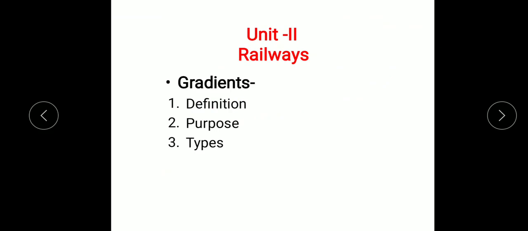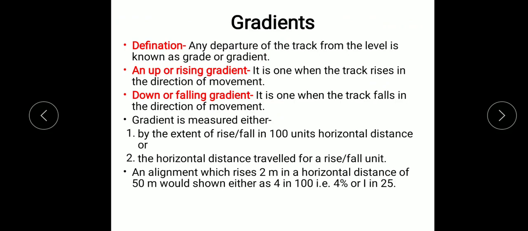Gradient is nothing but any departure of the track from the level, which is known as a grade or gradient. Basically, there are two types of gradient. It may be an up or rising gradient, and second is a down or falling gradient. An up or rising gradient is the one when the track rises in the direction of movement, and a down or falling gradient is the one when the track falls in the direction of movement.